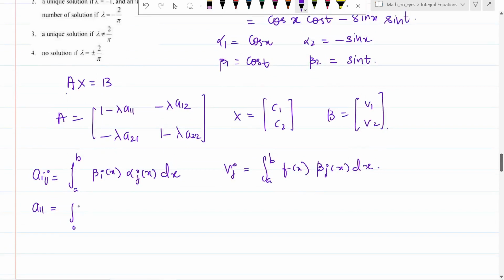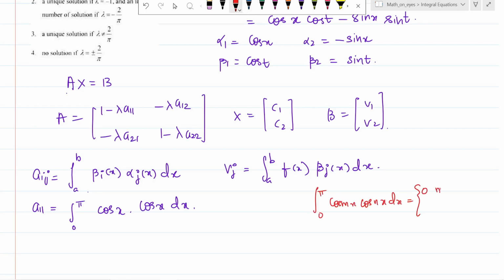So integral 0 to pi, beta 1 is cos x into alpha 1 is cos x into dx. What is the formula we know? Integral 0 to pi cos mx into cos nx dx is equal to 0 when m is not equal to n, and pi by 2 when m is equal to n. Now here m and n are equal, therefore we get it is equal to pi by 2.